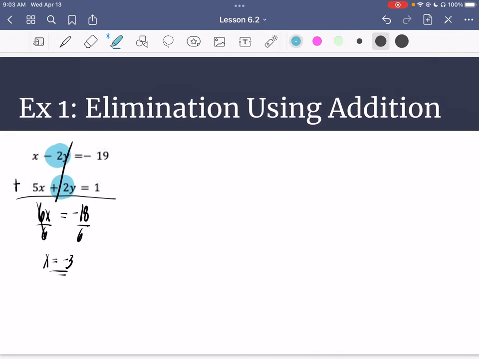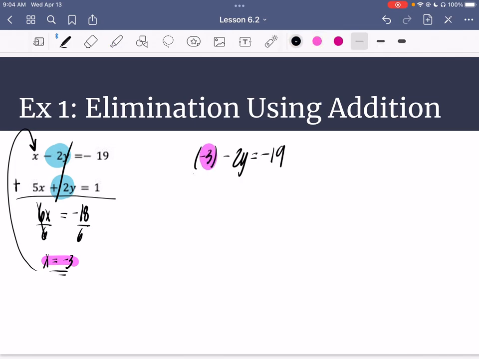Now I need to take this value and plug it back in for one of the original equations. Again, it does not matter which one. If you've solved this correctly, it will give you the same answer either way. So I'm just going to pick that first equation because I noticed that the numbers are a little bit smaller and easier to work with, at least on the left side. So I'm going to plug in negative 3 for x in x minus 2y equals negative 19.